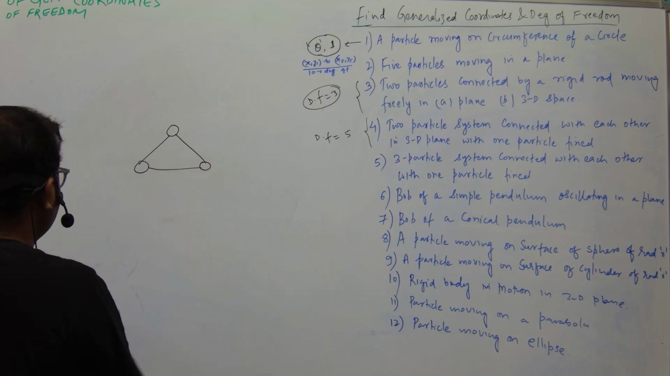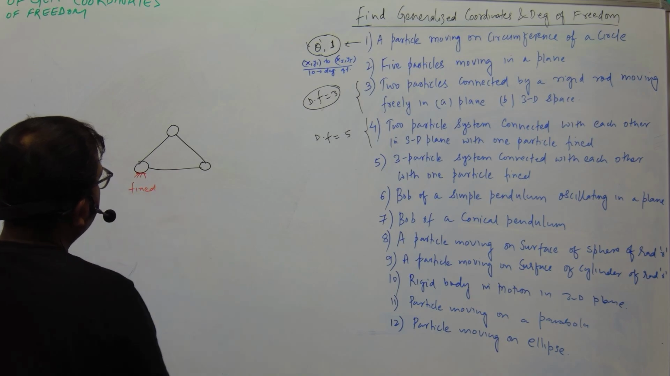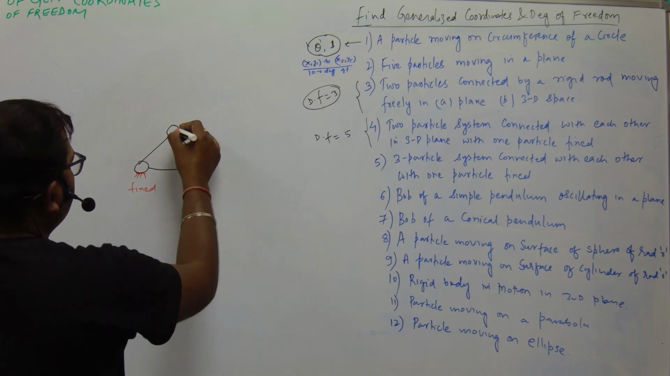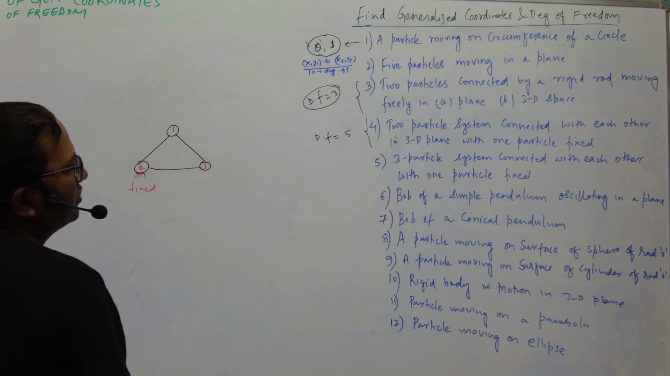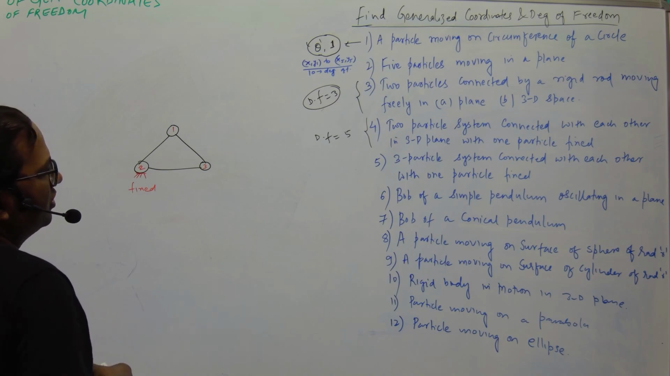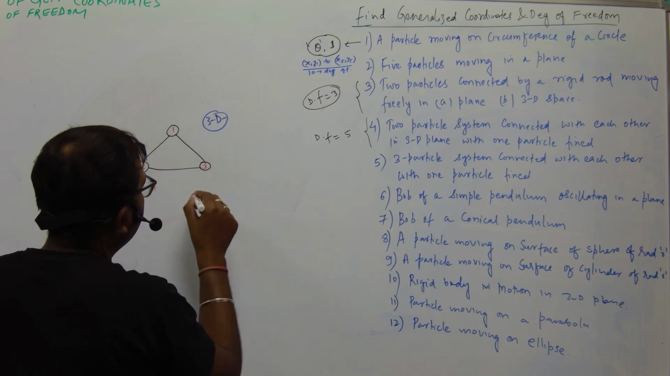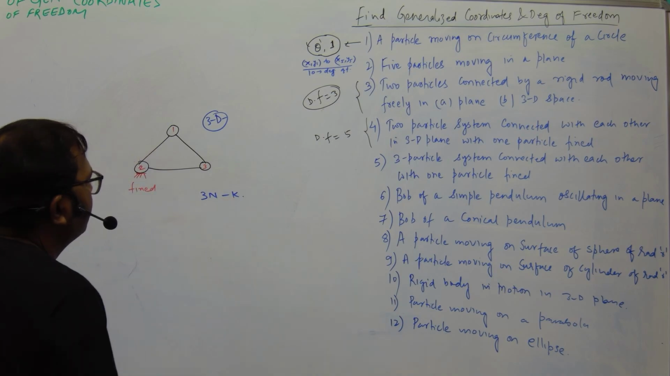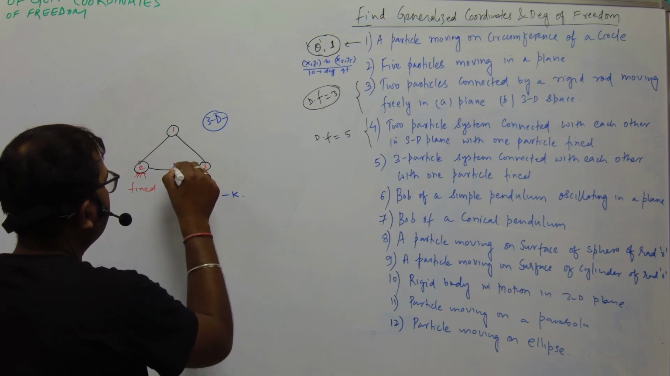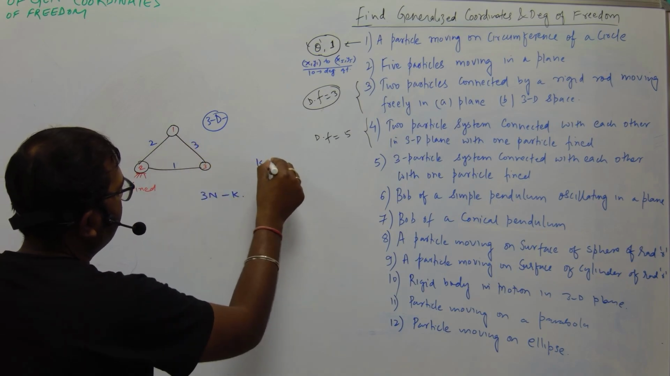So let us fix this particle. So this particle is fixed. Okay, this particle is fixed. Okay, so we have 3 points 1, 2 and 3, connected with each other with one particle fixed. Okay, so let us take this as a case of a 3D plane, 3 dimensions. So we have the number of generalized coordinates as 3n minus k. Okay, so we have k is equal to 3 here. First constraint is here, second is here, and the third one, this is the third one.